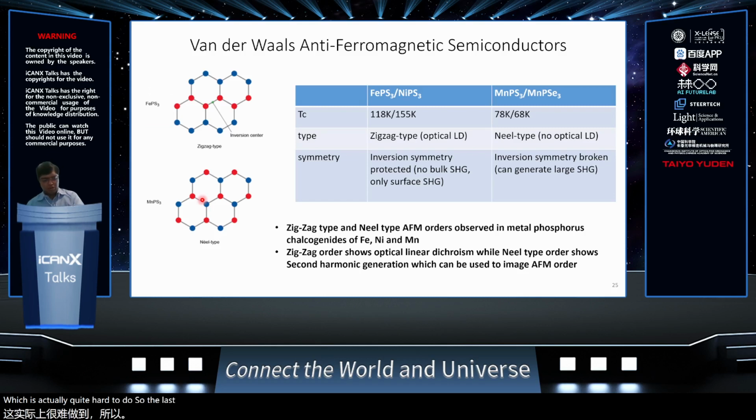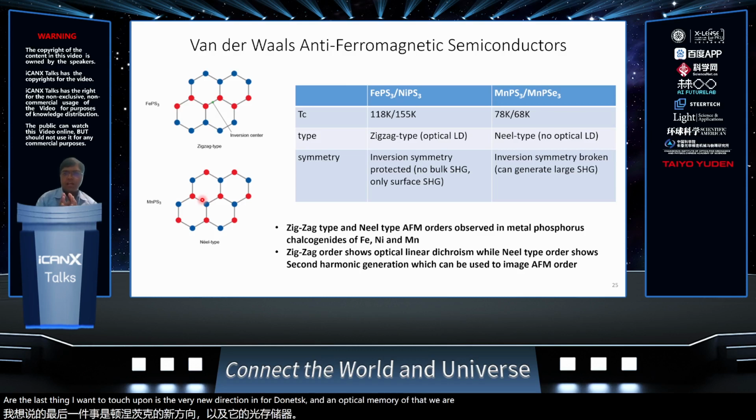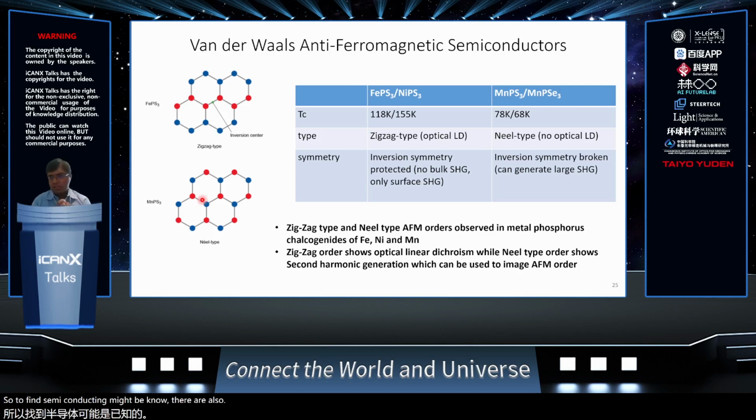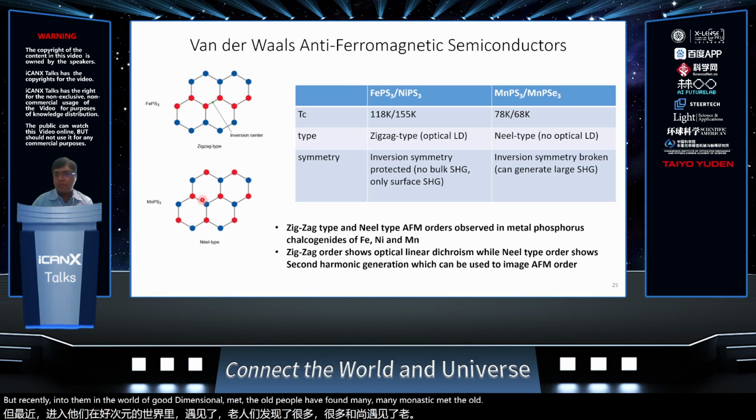The last thing I want to touch upon, and I think I have a little bit of time still, is a very new direction in photonics and optical materials that we are taking, which is looking at magnetic semiconductors. Magnetic semiconductors are a difficult species because most magnetic materials occur as metallic in nature. We know of iron, we know of nickel, we know of chromium. All of these are also metals. So to find semiconducting materials that are also magnetic is actually quite difficult. But recently, in the world of two-dimensional materials, people have found many magnetic materials, and some of them are semiconducting.